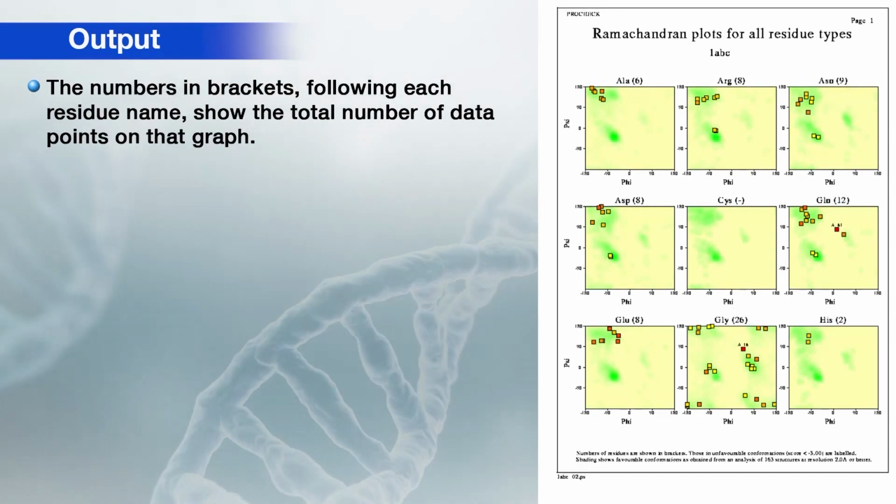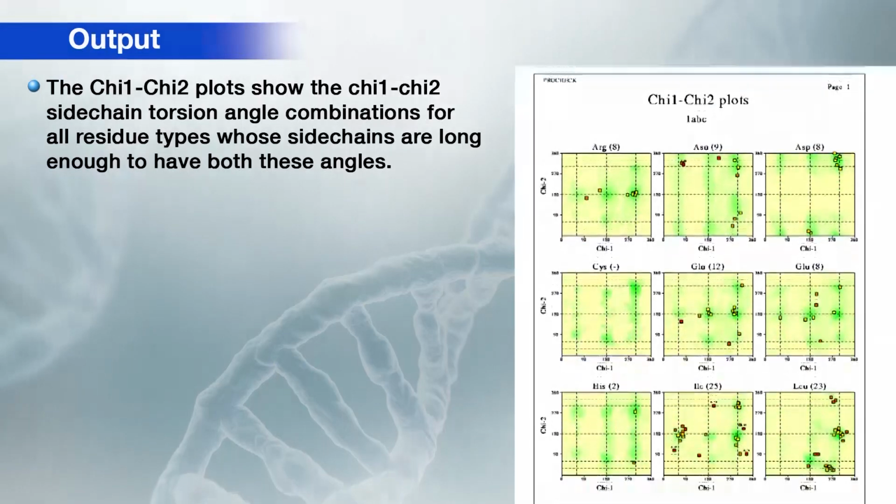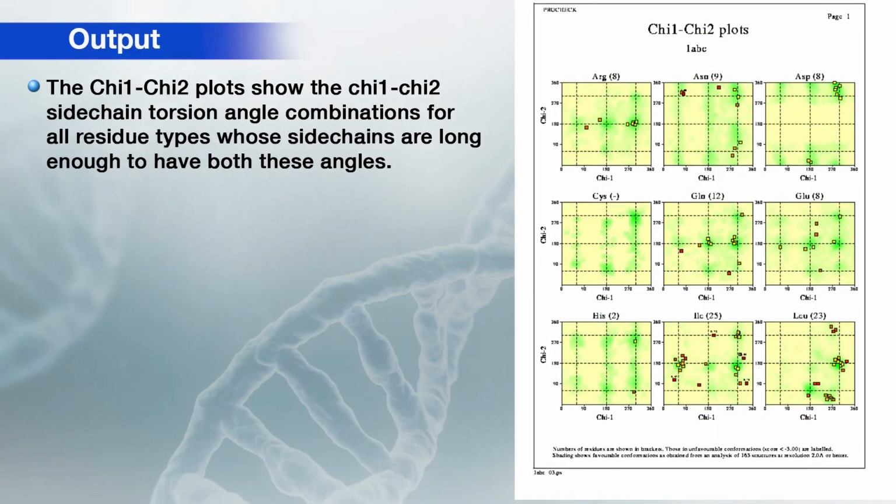The number in brackets following each residue name shows the total number of data points on that graph. The red numbers above the data points are the residue numbers of the residues in question, showing the residues lying in the unfavorable region of the plot. The triangular points are the glycines, which do not obey the Ramachandran plot. Now let's see another one, that is the Chi plot.